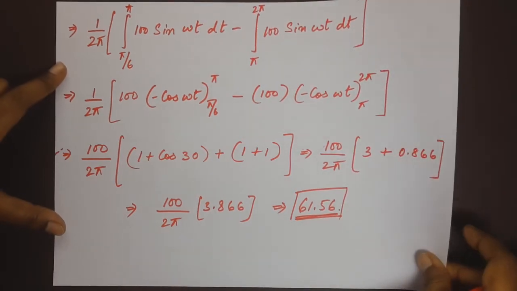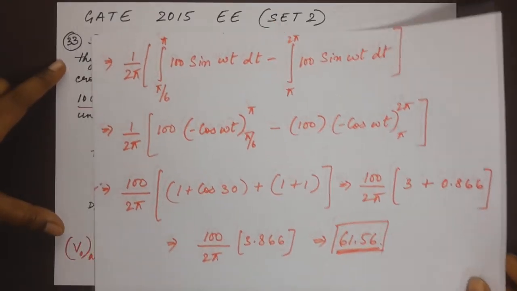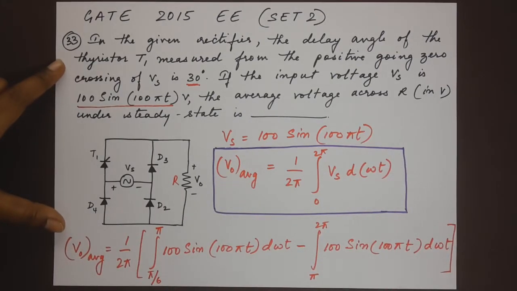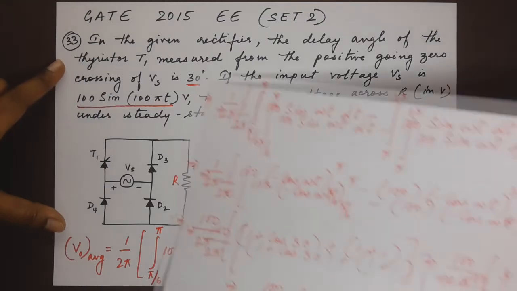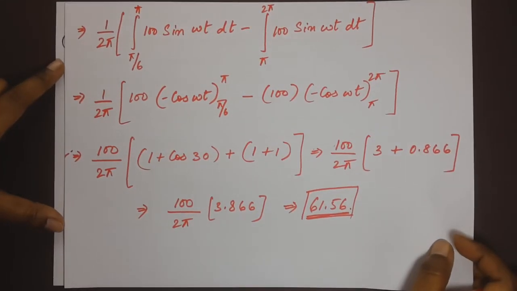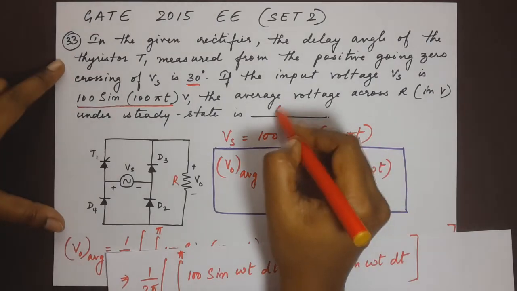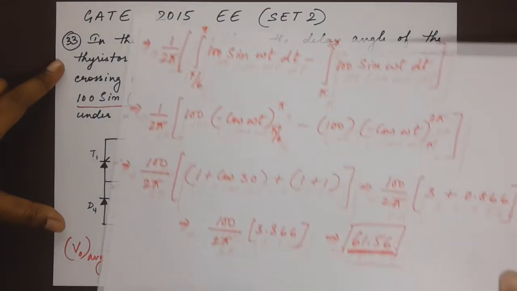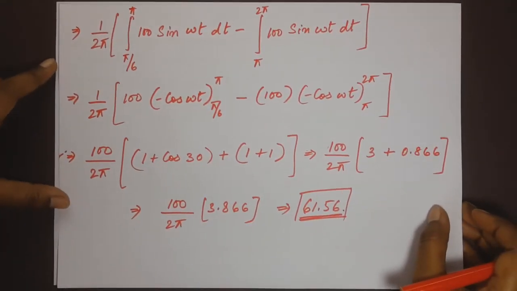So here, the question says that we have to find out the average voltage across R. In order to find out the average voltage across R, we use the average voltage formula of 1 by 2 pi integral of 0 to 2 pi Vs d omega t. So solving, we get the value of 61.56. This is the entire solution, and I hope it has helped.